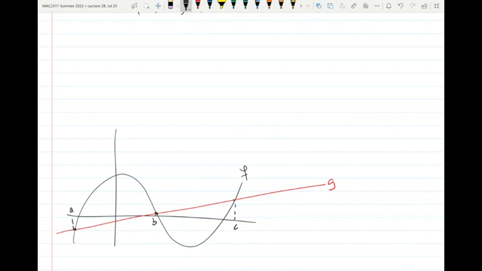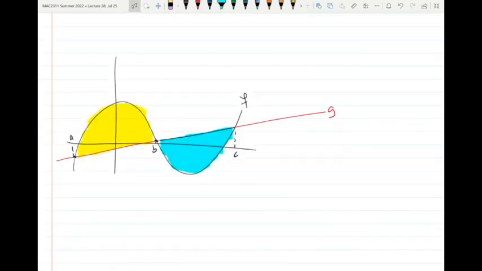Now, let's say that I want you to find the area bounded by the graph of f and g. In other words, anything in the plane that's bounded by these two graphs. So you should understand that I'm talking about this, but also I'm talking about this. Yes, as the area bounded by f and g, between f and g.